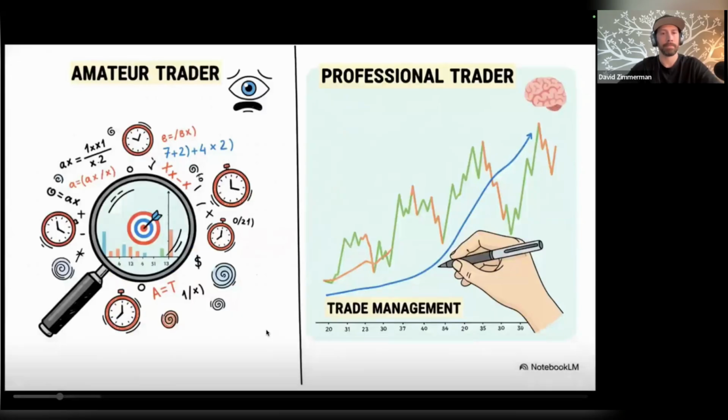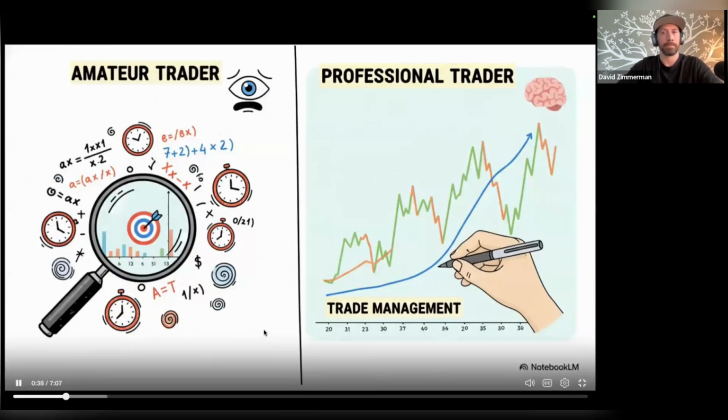Most traders, we obsess over the entry. We spend hours, weeks, maybe even years looking for that perfect, magical entry signal. But here's the hard truth from institutional data. The real money, the real edge, isn't made at the entry. It's made or lost in how you manage the trade after you've clicked the buy or sell button.